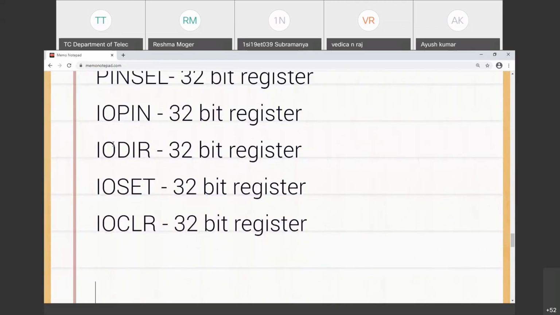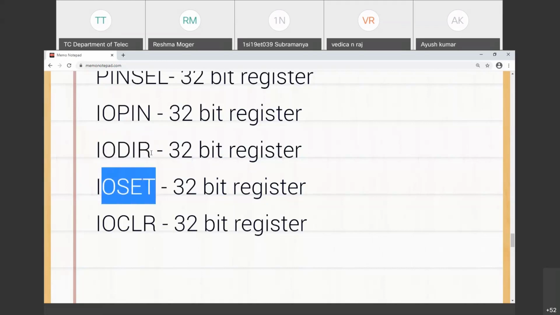the direction of IO ports is defined by the IODIR register. IODIR is a 32-bit register, it stores 32 bits. If all the bits of this register are set to 0, it means all the pins this register is pointing to, that I will show, are made input pins, because I'm setting low. If all 32 bits are made high, then I'm declaring that all the IO pins to which this register is pointing are made output pins.